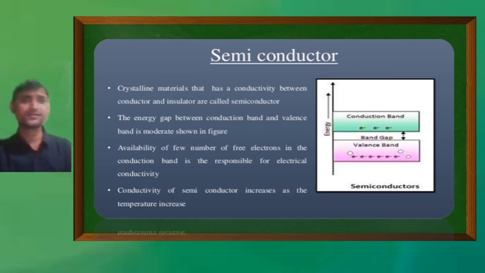Now see, crystalline materials whose conductivity lies between conductors and insulators are called semiconductors. These are also called metalloids. They show properties like conductors or insulators. The energy gap between the conduction and valence band is moderate, not like an insulator; it is in the middle. So the availability of a few free electrons in the conduction band is responsible for the electrical conductivity. So there is a smaller energy gap.